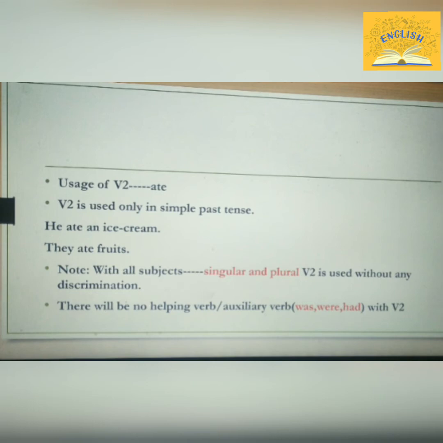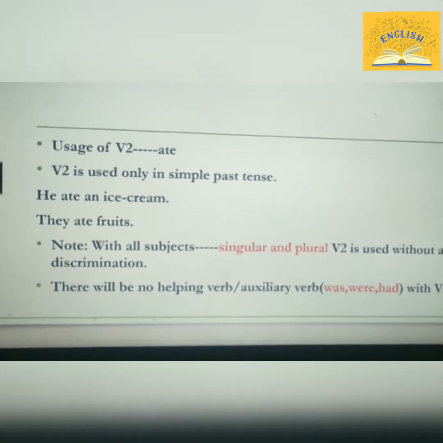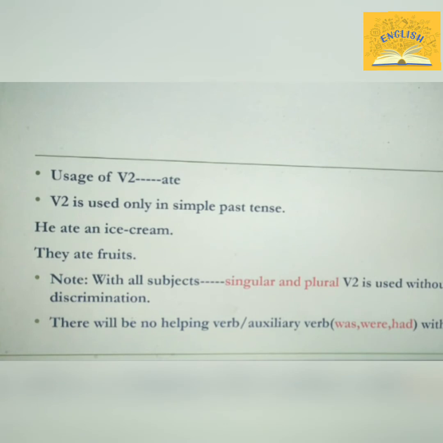जब हम हिंदी में बोलते हैं उसने खाना खाया, वे वॉक करने गए, उन्होंने नाश्ता किया, खाया, किया, नहाया, गाया, ठीक है. All these verbs in English we call simple past tense. For example, he ate an ice cream. उसने आइसक्रीम खाया. They ate fruits. वे फल खाए. Now here we can see he is the singular subject and they is the plural subject.